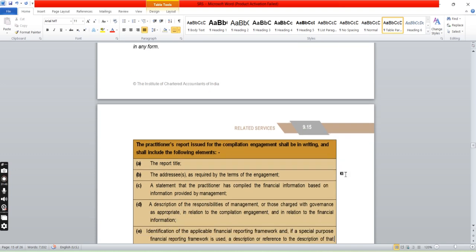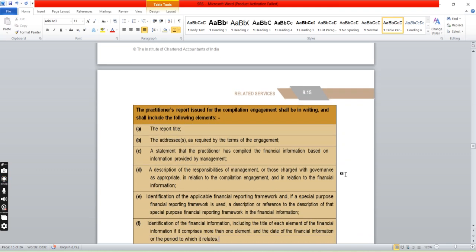The practitioner का report जो है that is issued for the compilation engagement shall be in writing and shall include again the same elements, that is the report title, the addressee as required by the terms of engagement, a statement that the practitioner has compiled the financial information based on the information provided by management, a description of responsibility of management and TCWG जो भी appropriate है in relation to the compilation engagement and in relation to the financial information.